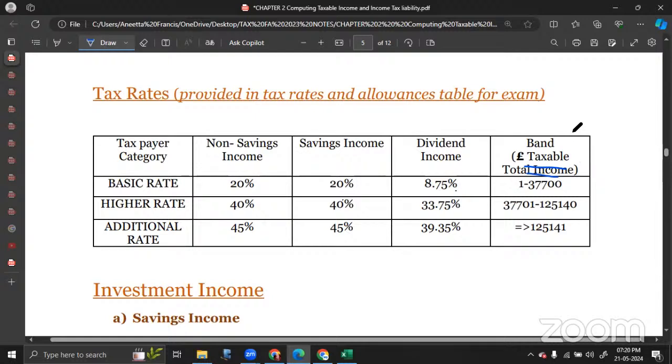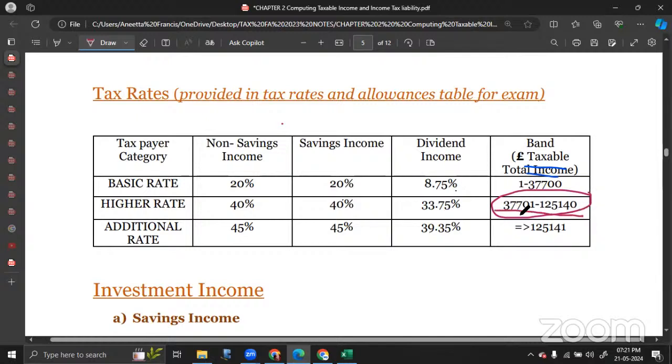33.75%. And students who are doing the receipt for tax, this is your first change in the tax paper for Finance Act 2023. This limit has changed. Normally, it was from 37,701 to 150,000. Now it is from 37,701 to 125,140, including 125,140. So your higher bandwidth has changed. Your higher bandwidth was previously from 37,701 to 150,000. Now it is 87,440. So the bandwidth is 87,440.